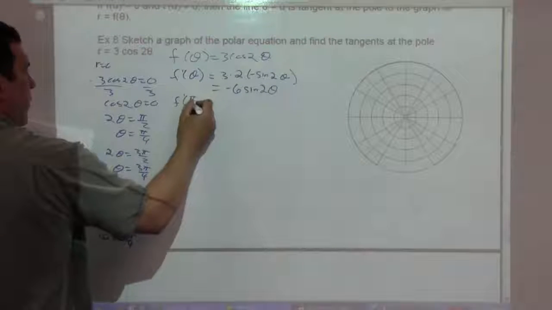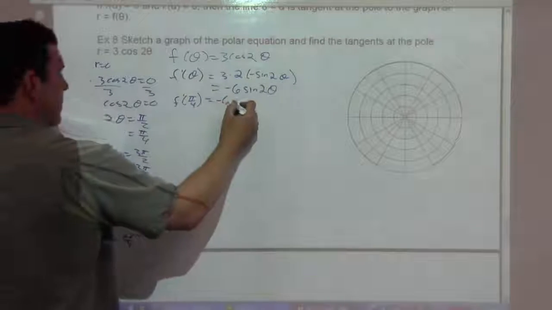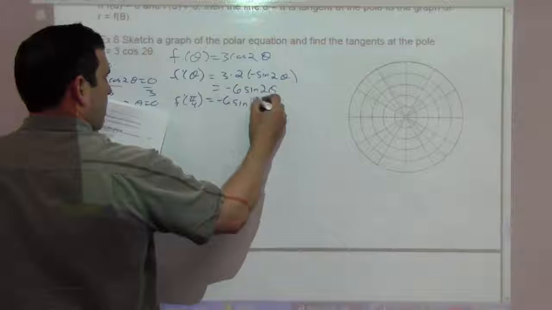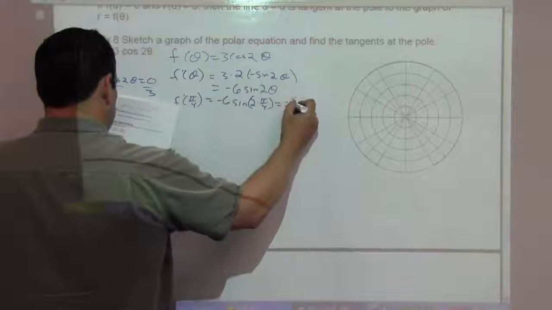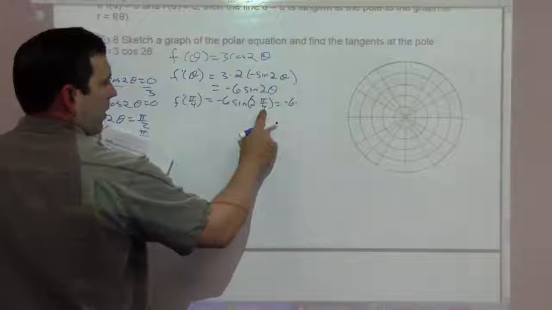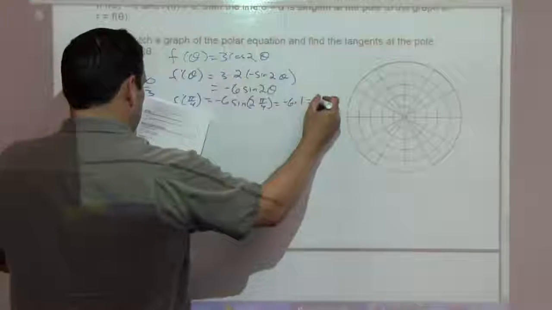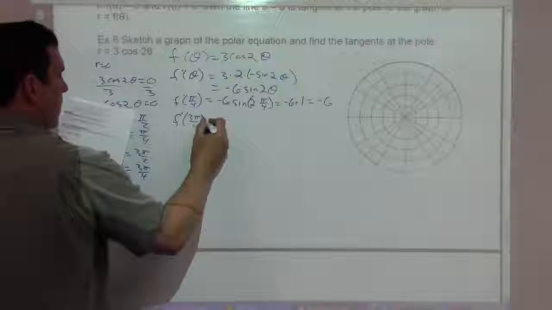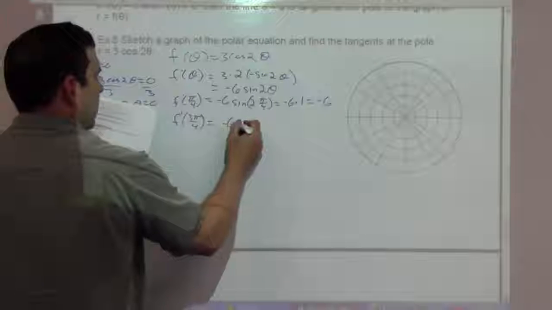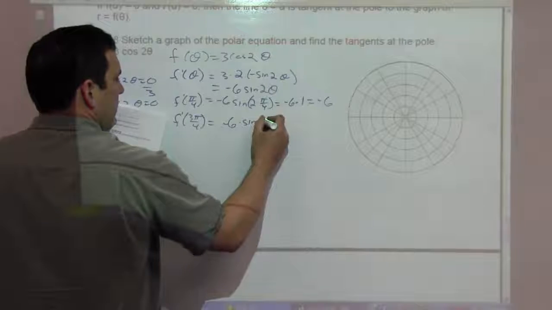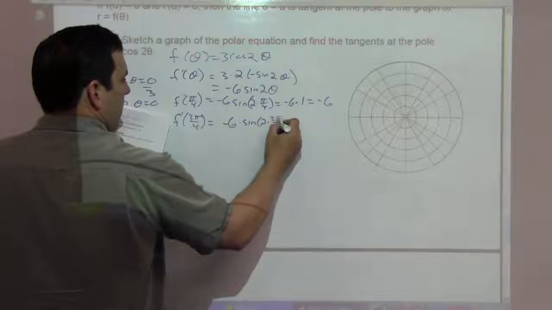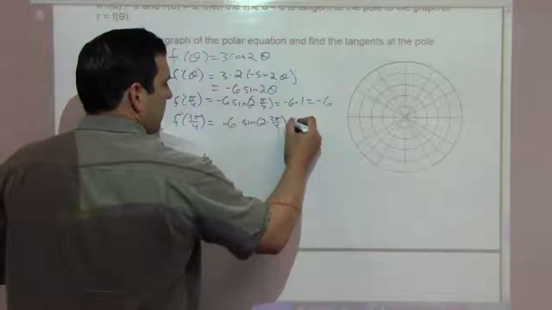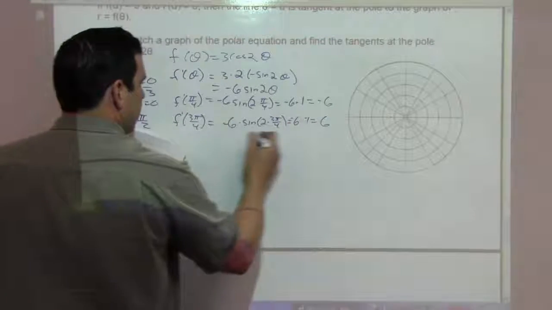F prime of pi over 4 is going to be negative 6 sine of 2 times pi over 4, which is negative 6 times, well, 2 times pi over 4 is pi over 2, negative 6 times 1, which is negative 6. F prime of 3 pi over 4 is going to be negative 6 times sine of 2 times 3 pi over 4. Well, 2 times 3 pi over 4 is 3 pi over 2. Sine of 3 pi over 2 is negative 1. So it's negative 6 times negative 1, which is 6.